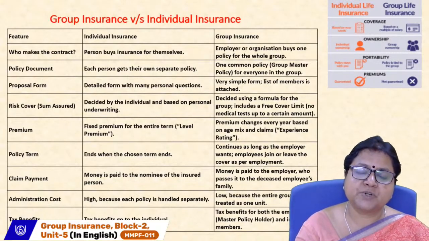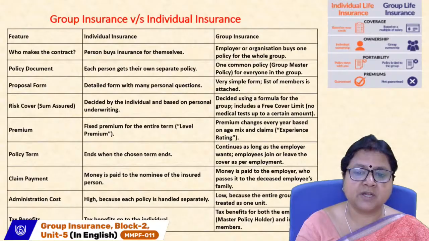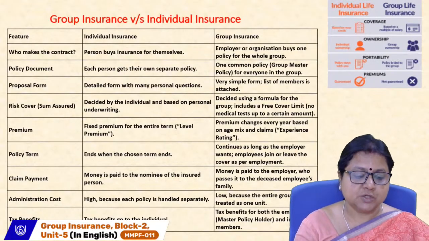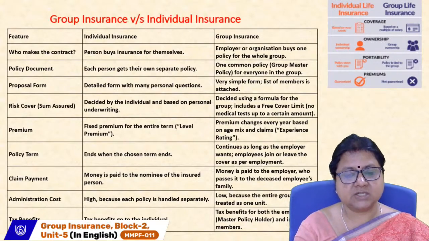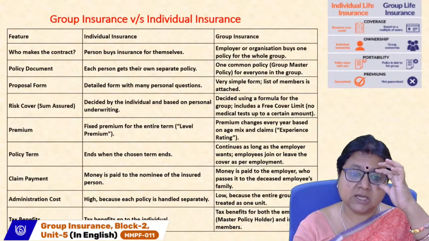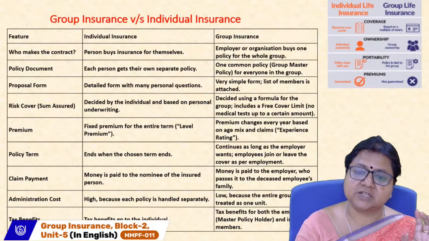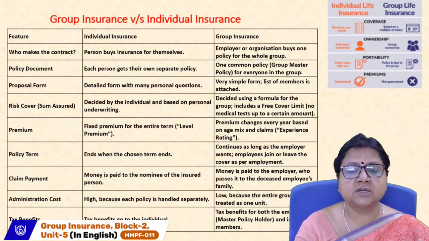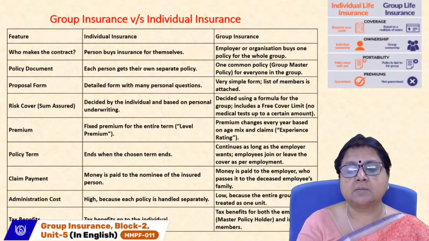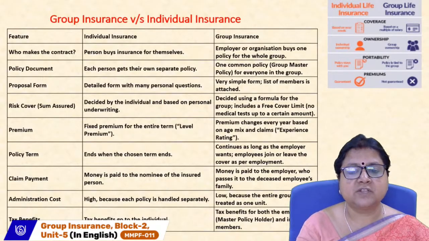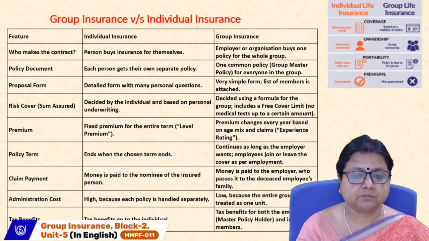Now, in case of a group insurance, money is paid to the employer who passes it to the deceased employee's family. Since the policy holder is the company, the claimed money is paid by the insurance company to the employer, to the organization. And the organization in turn pays that amount to the dependents of the employee who has passed away.